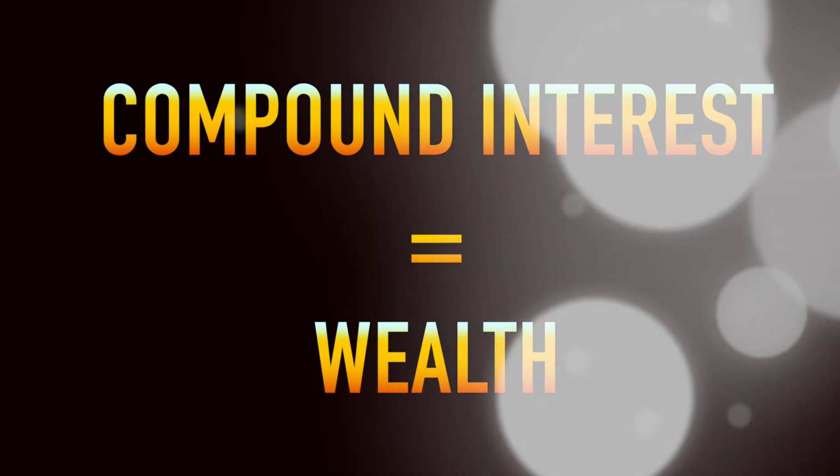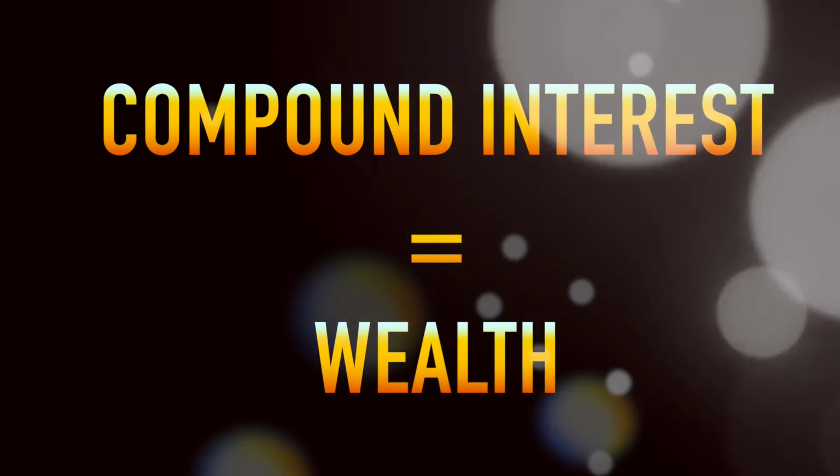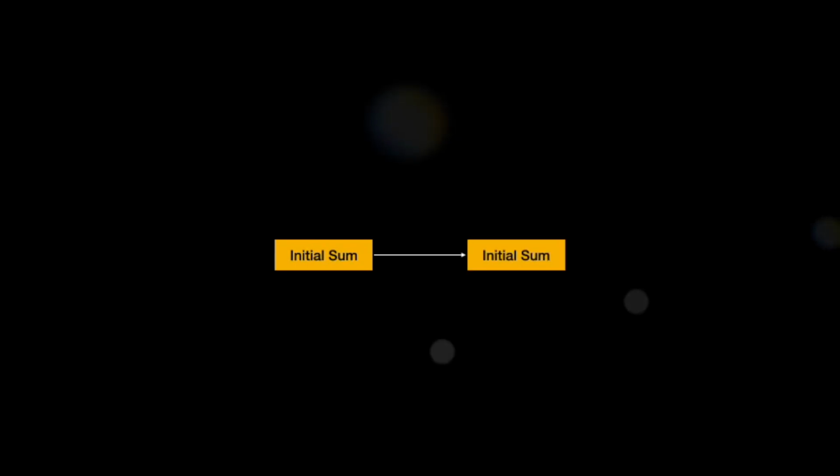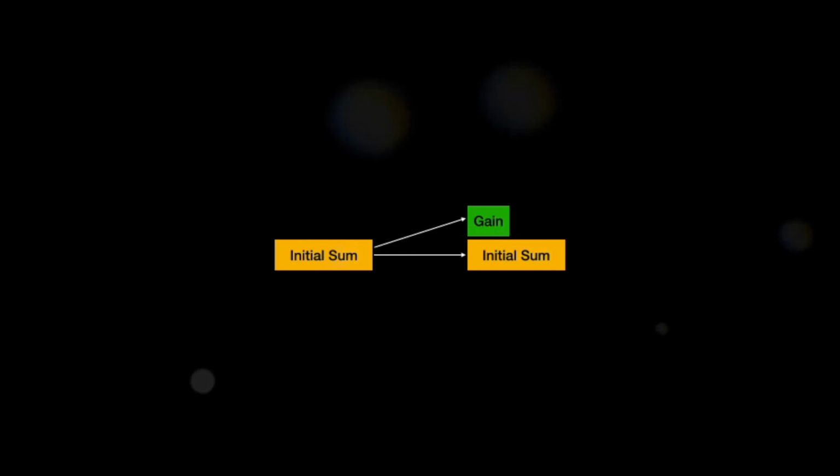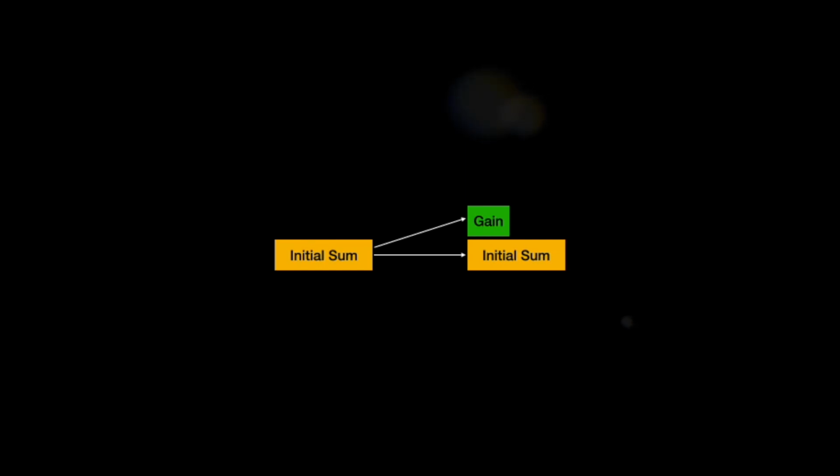Let's talk about why compound interest can make you wealthy in life. To understand how compounding works, let's see how an initial sum increases in value as time passes. When you invest money into an investment, that initial sum goes into the future and produces a gain. This type of a gain is called a capital gain.